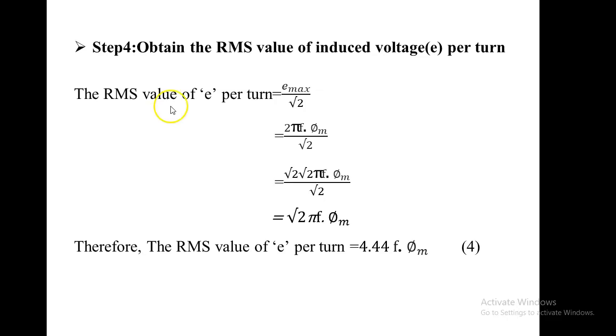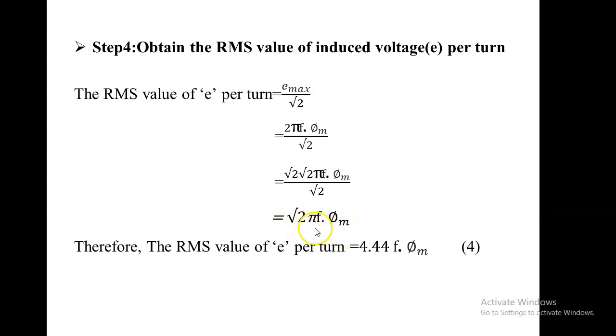So here we will obtain the RMS value of induced EMF per turn, which equals Emax by root 2. Emax is nothing but 2 pi f into phi m divided by root 2. So 2 can be written as root 2 into root 2, pi into f as it is into phi m as it is divided by root 2. So numerator root 2 and denominator root 2 get cancelled. We will get the RMS value of induced EMF per turn as root 2 into pi into f into phi m.